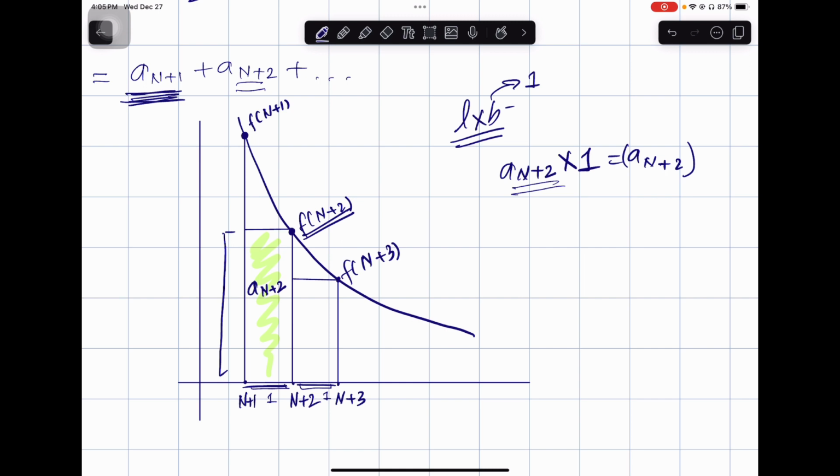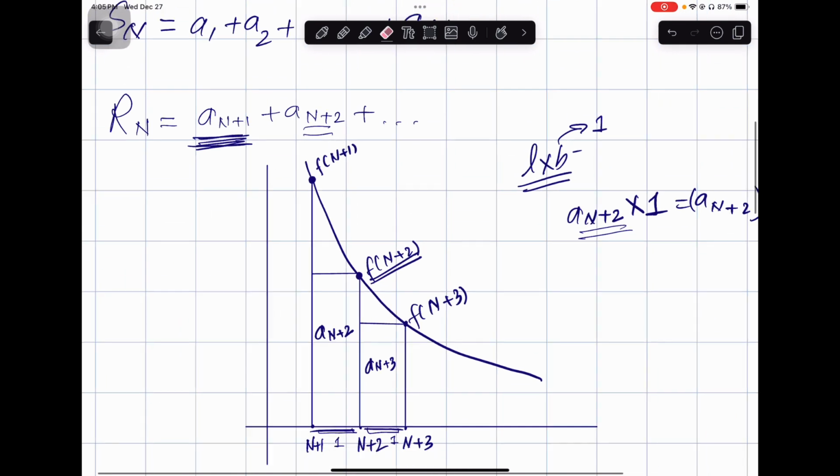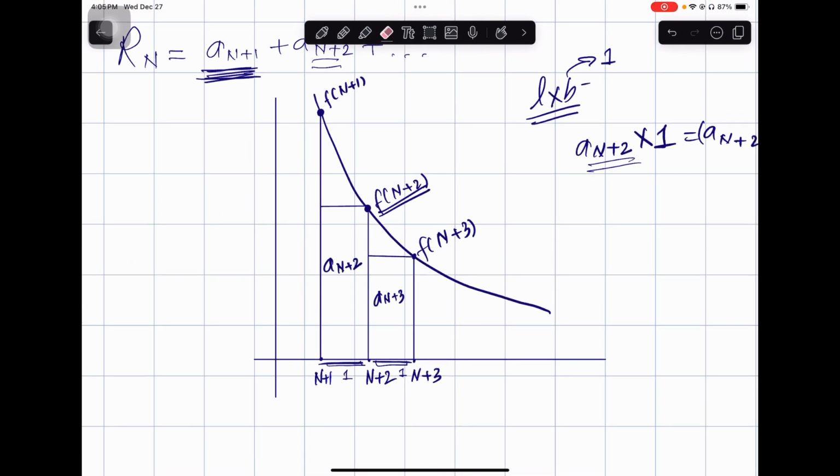What about the area of this rectangle? It's the same process. It is a_(n+3) times 1. The length, this length, is a_(n+3). Therefore, the area would be length times breadth. That would be a_(n+3) times 1, which is a_(n+3) itself. Now I've missed something over here. That is a_(n+1). That seems to be missing. And that's not how I intended it to be, but it's missing, right?